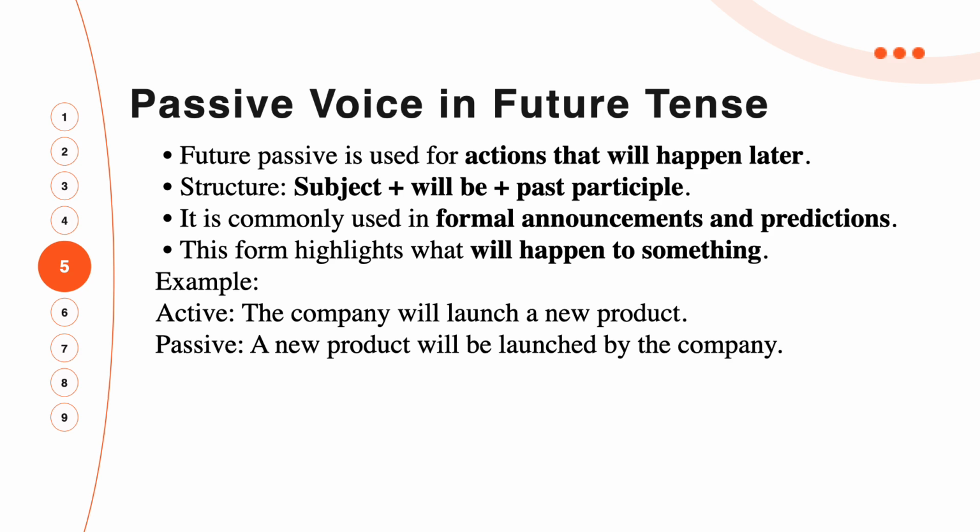We examine passive voice in the future tense. This form is used when we talk about action that will happen later. The structure is subject plus will be plus past participle. This form is often used in formal announcements, plans, and predictions.